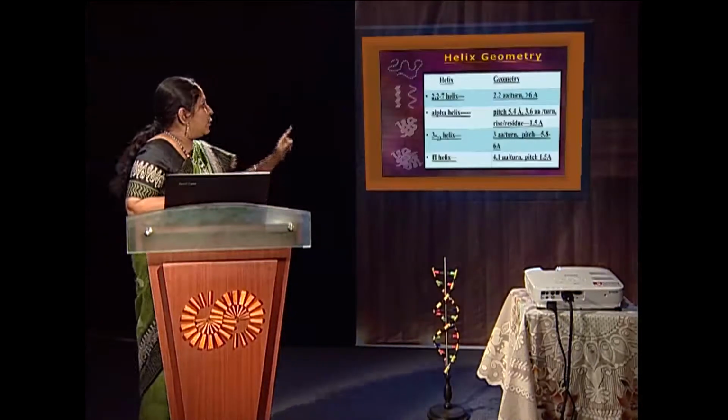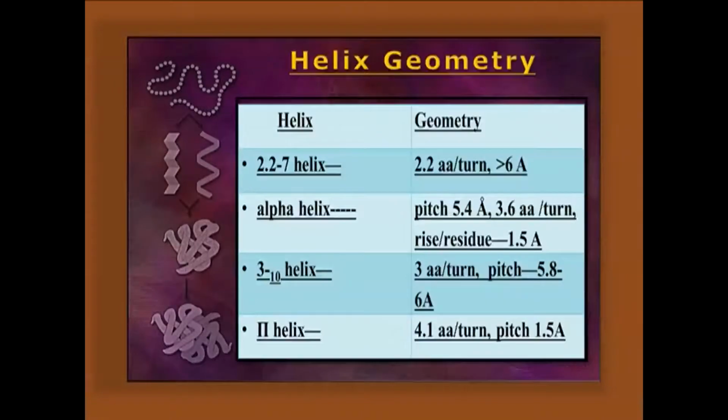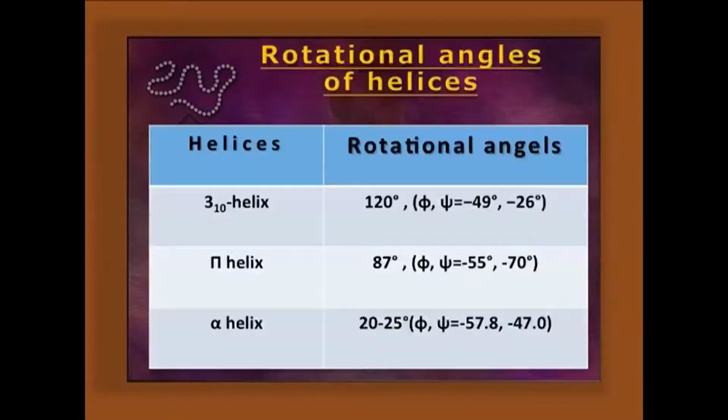So this is the helix geometry, by which you can find the different amino acid residues per turn in the 2.2-7 helix, alpha helix, 3-10 helix and pi helix, along with its pitch. There are some rotational angles with respect to the axis. It is around 25-27 degrees in the case of alpha helix, and it varies.